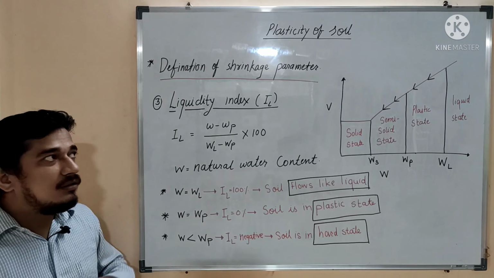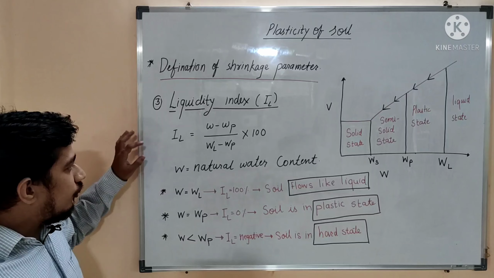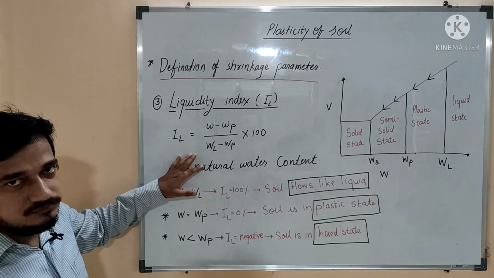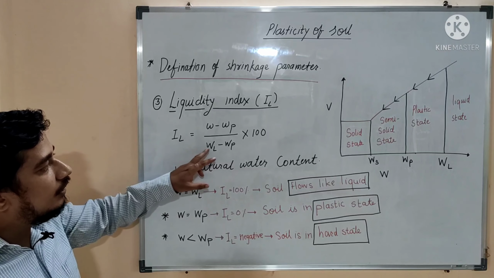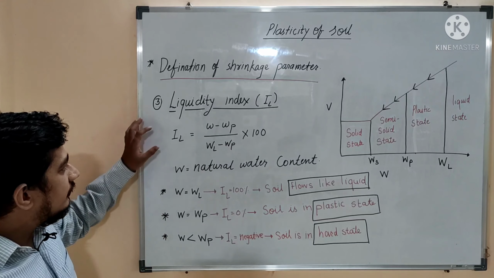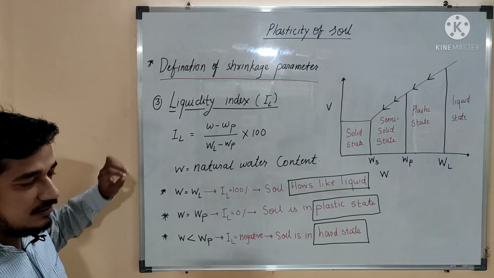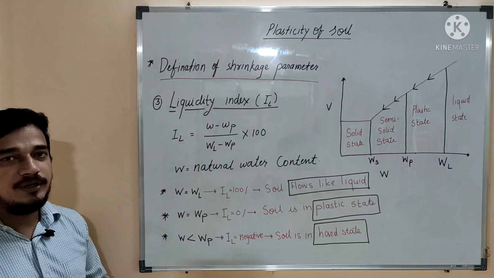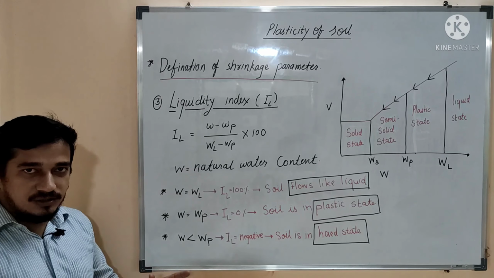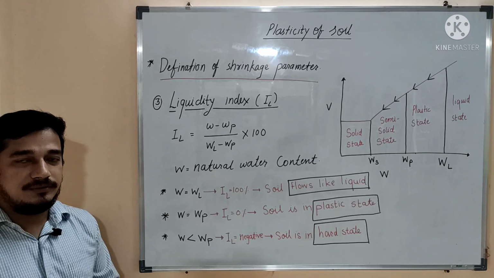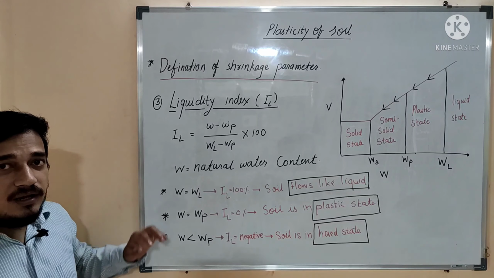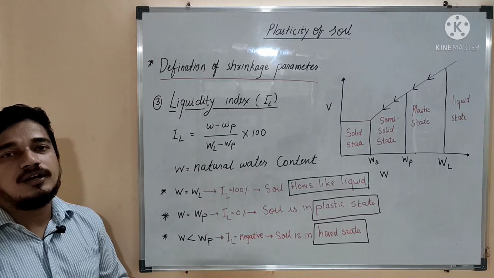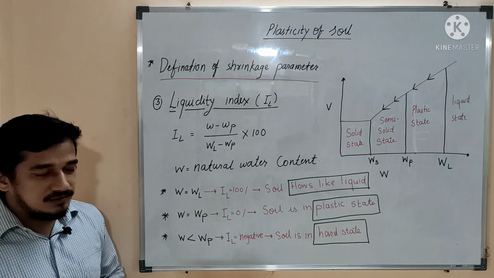The next parameter is the liquidity index. The formula for liquidity index is (W minus WP) divided by IP, that is plasticity index, given by WL minus WP, multiplied by 100. That's all about this liquidity index. Okay, so for a certain soil, we know the liquid limit and the plastic limit. But when the soil is in a natural state, we want to identify its state. So the liquidity index indicates nearness of this natural water content to the liquid state or liquid limit of a soil. Let us take an example.